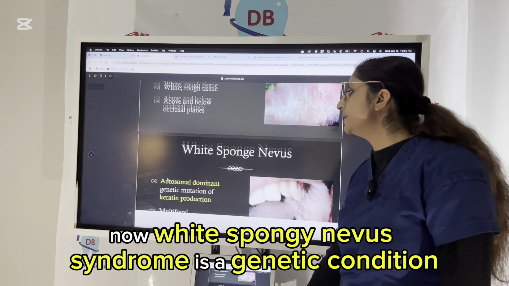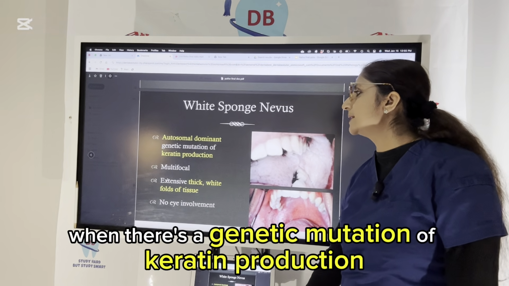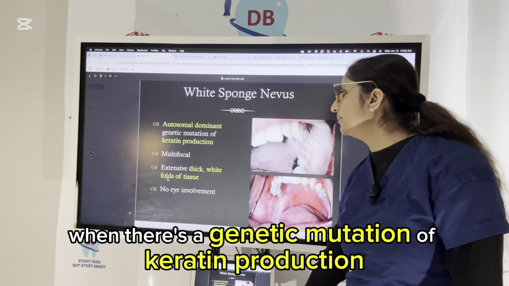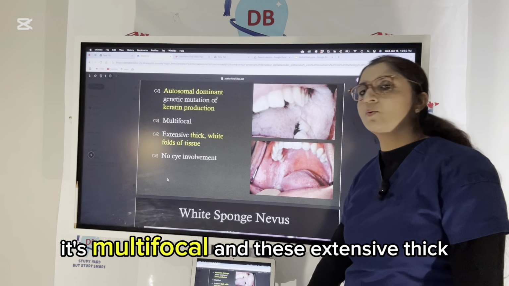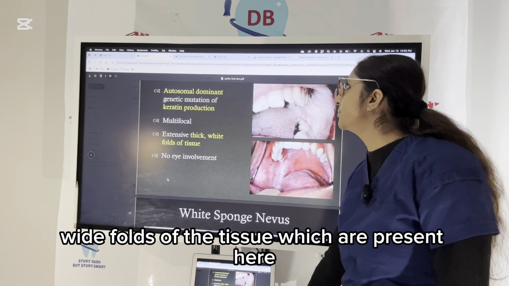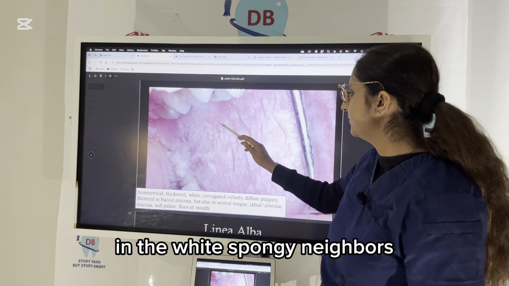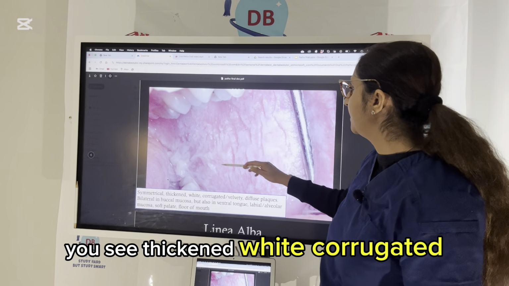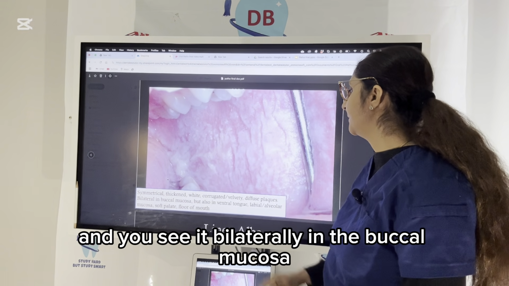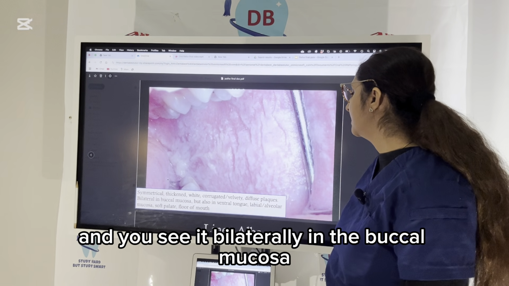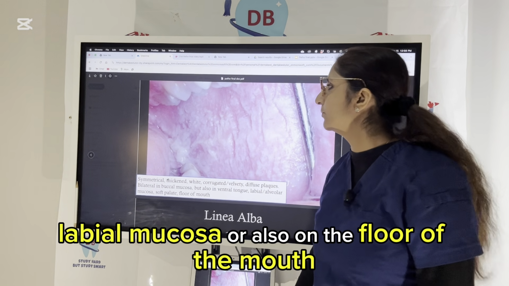Now, white sponge nevus, students, is a genetic condition. It's autosomal dominant. When there is a genetic mutation of keratin production, it's multifocal and there are extensive thick wide folds of the tissue which are present here. You can see the picture here. In white sponge nevus, you see a thickened white corrugated velvety appearance of diffuse plaques, and you see it bilaterally in the buccal mucosa, but you can also see it on the ventral surface of the tongue, labial mucosa, or also on the floor of the mouth.